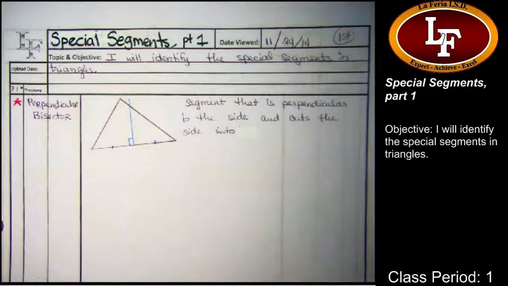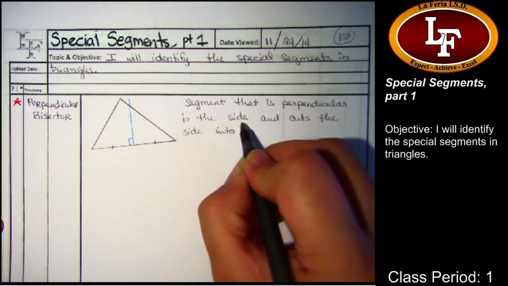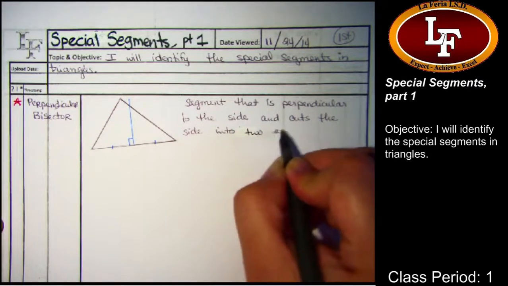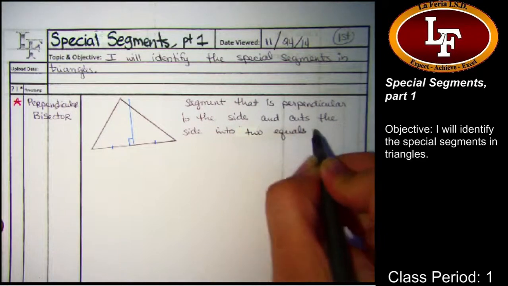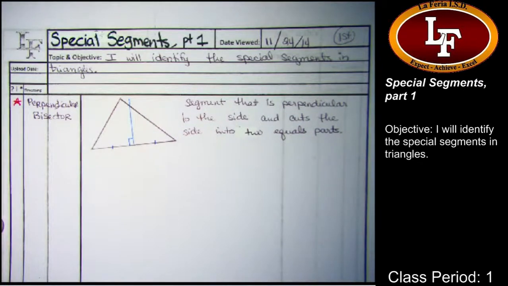I didn't give enough space over there. All right, it says a perpendicular bisector is a segment that is perpendicular to the side, any of the sides, and cuts the side into two equal parts. How many perpendicular bisectors does this triangle have? Well, three. It'd have three, one for each side.